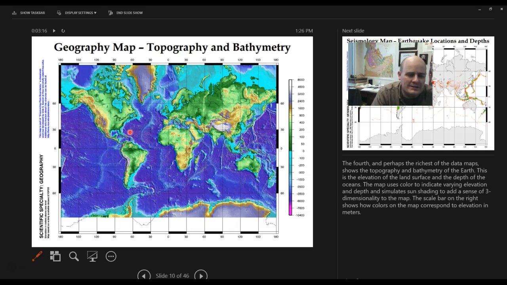Okay? So this next map is actually a map of what we call the topography or bathymetry. Topography is the elevation of land above sea level. And bathymetry is the elevation of land below sea level. Okay? So notice where all the mountains are. The mountains are right here along these edges.